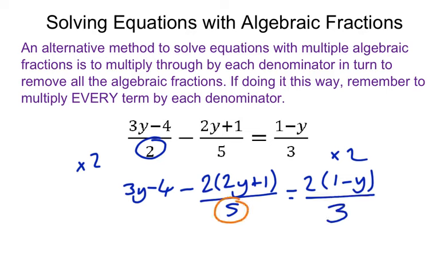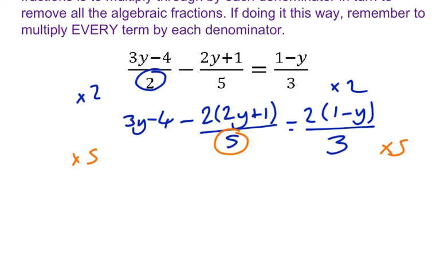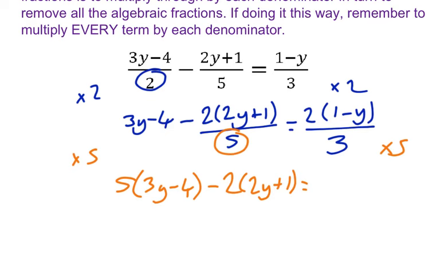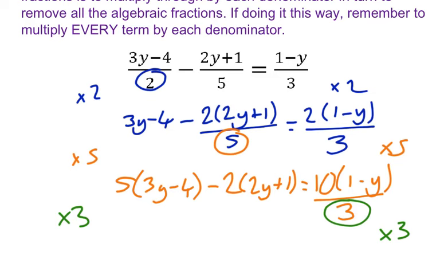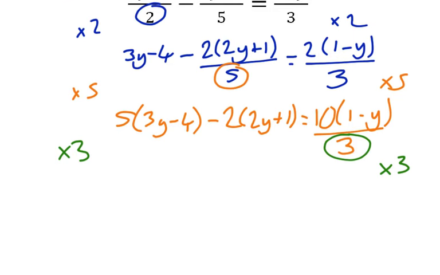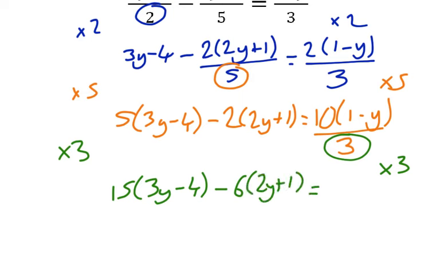Now we do the next one, we're going to get rid of the 5, so we multiply everything by 5. And we get 5 brackets 3y minus 4, minus 2 brackets 2y plus 1, equals, and 2 times 5 gives us 10 brackets 1 minus y, and that one is still over 3. And finally, we get rid of that denominator by multiplying by 3 throughout the equation. And this time, we get 15 brackets 3y minus 4, minus 3 times 2 is 6 brackets 2y plus 1, equal to 10 brackets 1 minus y on this side. And the 3's again cancel out, removing that last fraction.